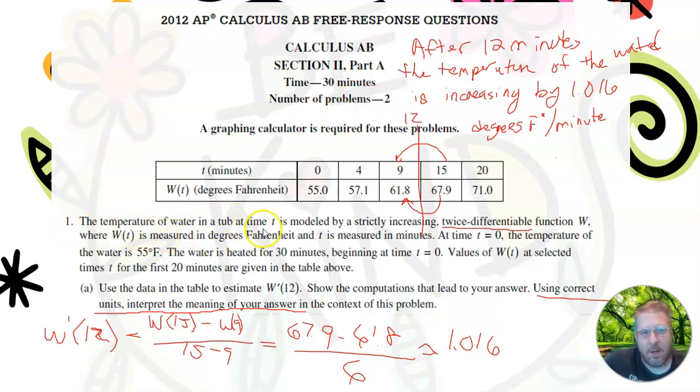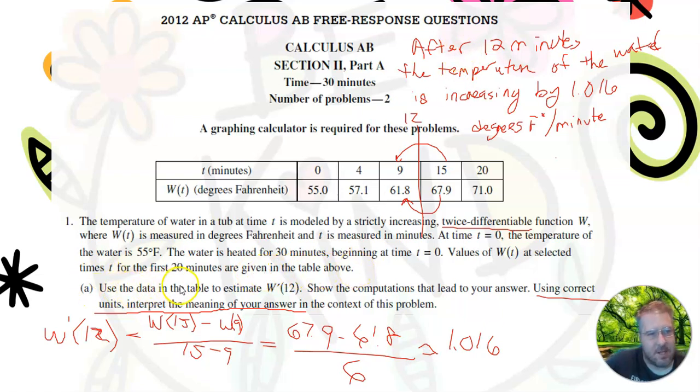It says the temperature of water in a tub at time t is modeled by a strictly increasing, twice differentiable function W, so it's only increasing on this entire timeline. That tells us every number in between has to be getting larger. Twice differentiable means no corners, no cusps, no vertical tangent lines. W(t) is measured in degrees Fahrenheit and t is measured in minutes. At time t equals zero, the temperature of the water is 55 degrees Fahrenheit. The water is heated for 30 minutes, beginning at time t equals zero. Selected values of t for the first 20 minutes are given in the table above.